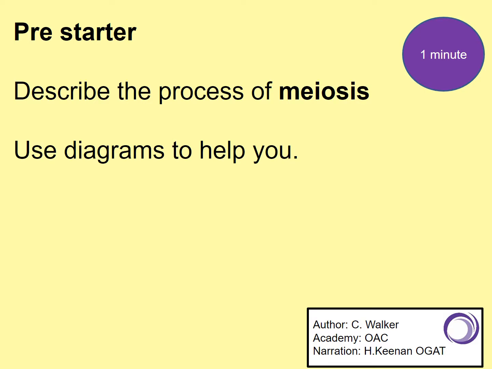Okay, very quickly then, just to start us off, I would like you to describe the process of meiosis. You can use diagrams to help you. Give you a couple of clues. I'd like to see the word gametes in there. It would be phenomenal if you could add the words haploid and diploid. And remember, the cells that are made are called daughter cells. As much as you can to describe the process of meiosis, and I'm just going to give you 1 minute.